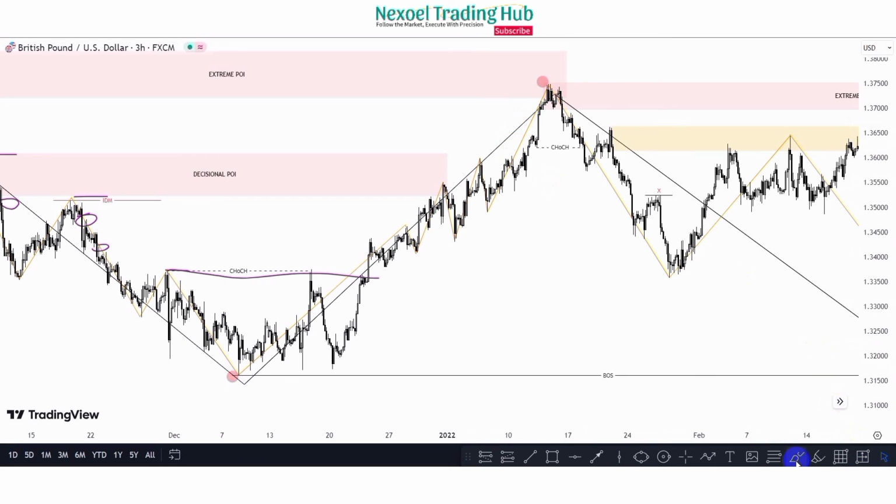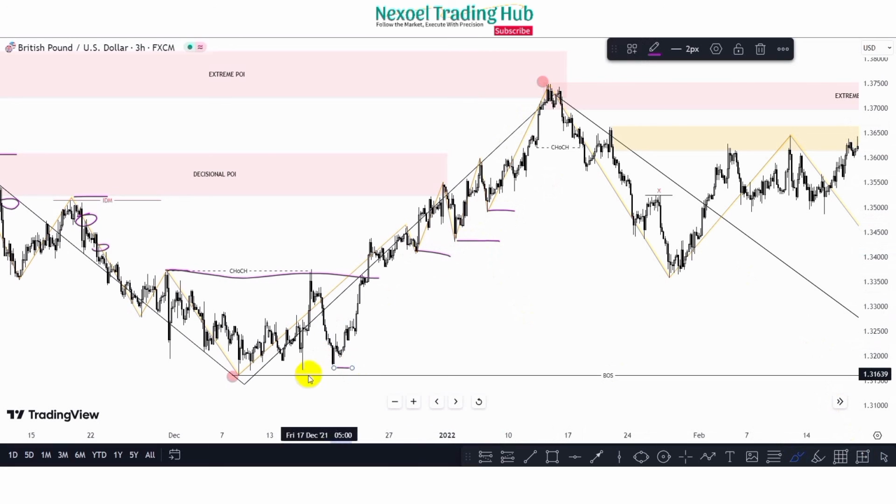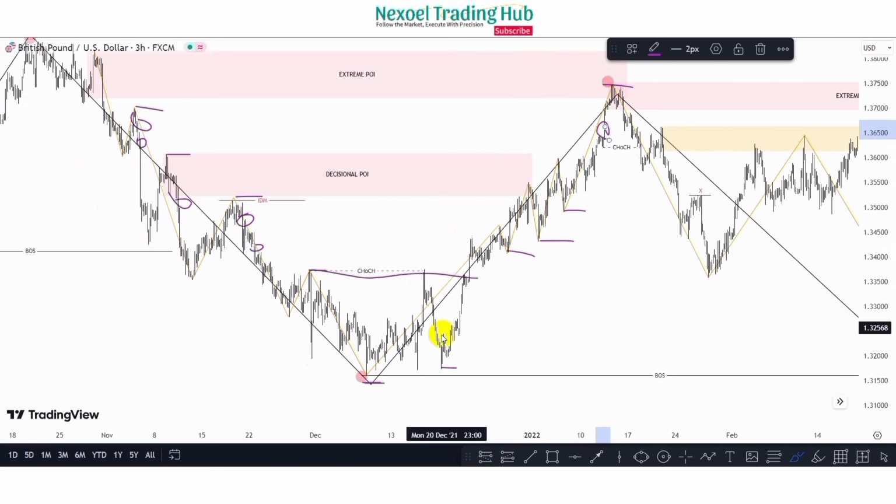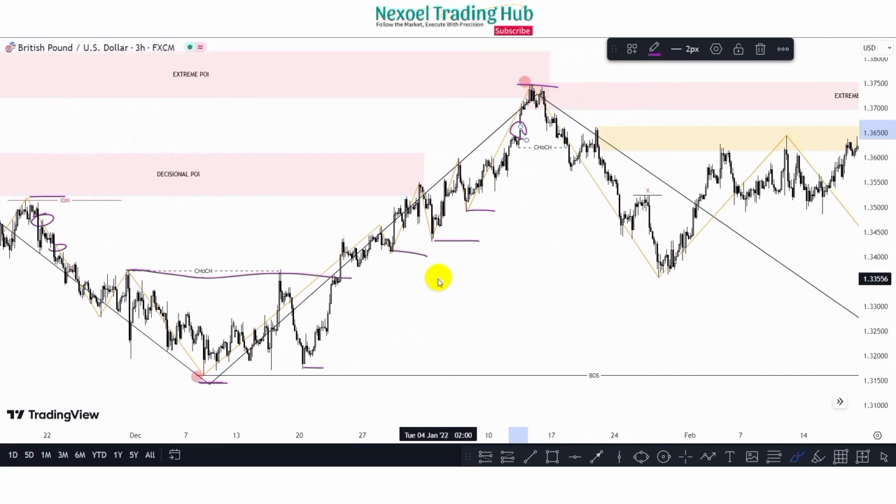Now what you can see is that price left internal range liquidities here. We have internal range liquidities here, and then we have the external range. So now what we're anticipating is to see price return to the downside to fill up any form of inefficiency here and take out all these swing low points, and then break through this lower low point, which is actually the external liquidity. Why? Because we are in a bearish market condition.